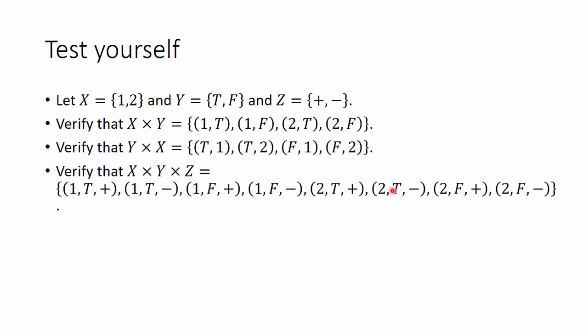Okay, so here's a way to test yourself on the definition of set products. Here are 3 sets. The set X has 2 elements, 1 and 2. The set Y has 2 elements, capital T and capital F. The set Z has 2 elements, the plus sign and the minus sign.